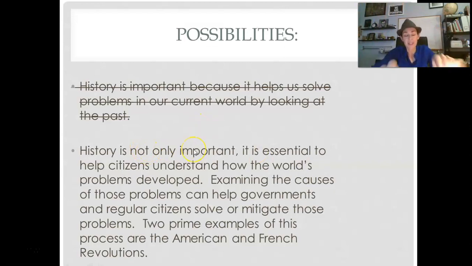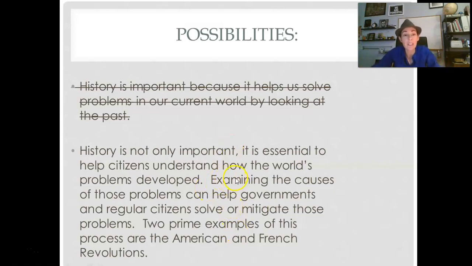So what this thesis statement does that the first one doesn't is it provides something called nuance. It elevates the answer to the prompt. So the prompt is telling us that history is important. So we know we have to go that direction. We know that's what has to happen. So it says not only is it important, it's essential, right? It's essential. So it's taking it up a notch, okay?